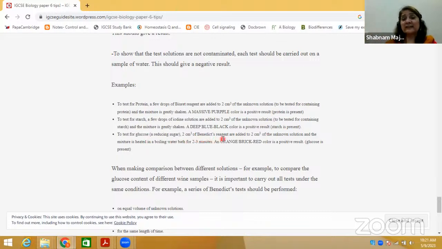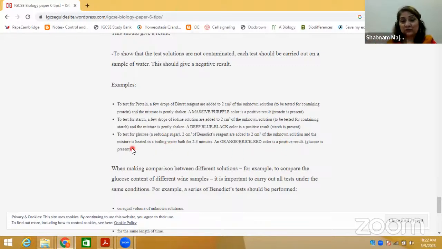For reducing sugar, 2 cm³ of Benedict's reagent, which is originally blue in color, is added to 2 cm³ of the unknown solution, suppose you are taking glucose whatsoever, and the mixture is heated to boil. You keep a beaker of water on the flame, with a thermometer in it. Heat to boil, keep the test tubes tilted, not in front of your face. You should have gloves and tongs to hold the test tubes, and you should wear goggles. These are all the safety measures you should take, because when the Benedict's boils, it can splash.